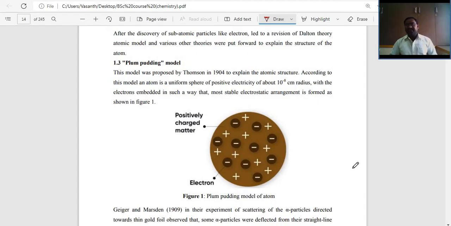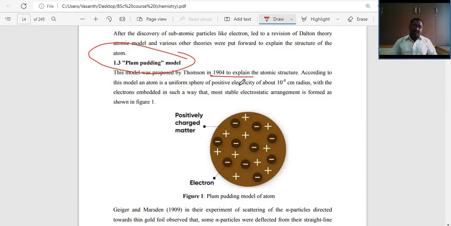The first theory that explains the atomic model is the J.J. Thomson atomic model. The J.J. Thomson atomic model is also simply called the plum-pudding model or raisin-pudding model. Sometimes it is also called the watermelon model. This model was proposed by Thomson in 1904 to explain the atomic structure.